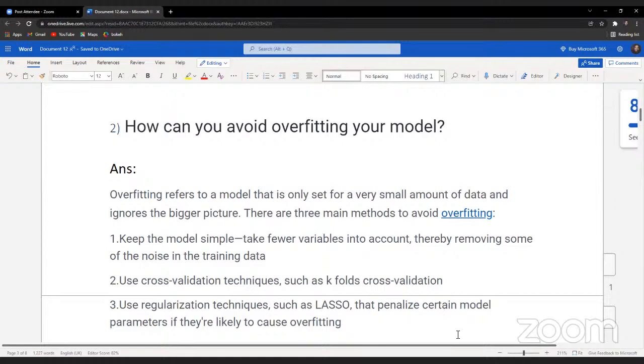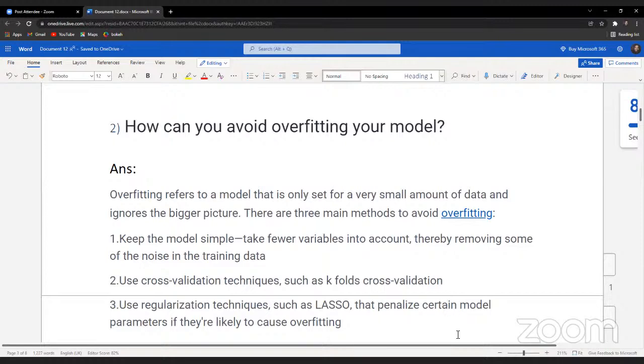Comparatively, the one with 1,000 rows and columns is a small data set as compared to the 10 lakh one, right? So overfitting refers to those kinds of data sets which are very small as compared to the big one. It ignores the bigger picture and bigger data sets. It only takes into consideration the smaller data sets.